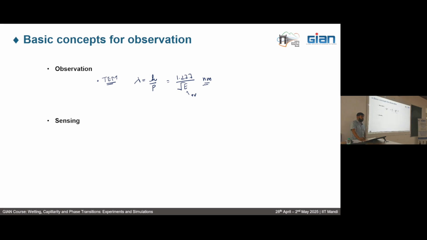That is the wavelength of electrons. So it means that if we are able to provide a voltage difference or accelerate electrons at a sufficiently high voltage, then this would be in picometers or even smaller scales. So from a picometer range illumination source, we will be able to observe the nanobubbles, right? So that is the main concept behind observation using the TEM.